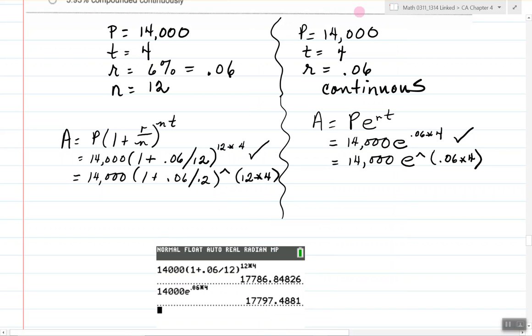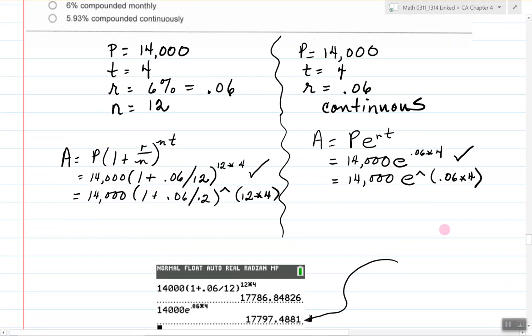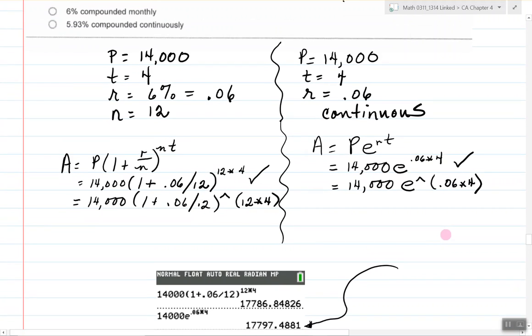The first answer was the answer to this one. The second answer was the answer to this one. And I hope you can see that when you compound continuously, you earn a little bit more money, because every time it compounds, it adds the interest on and then starts the process over.